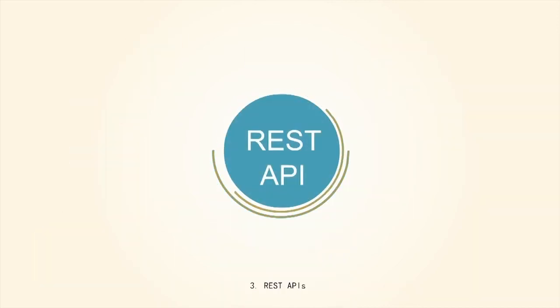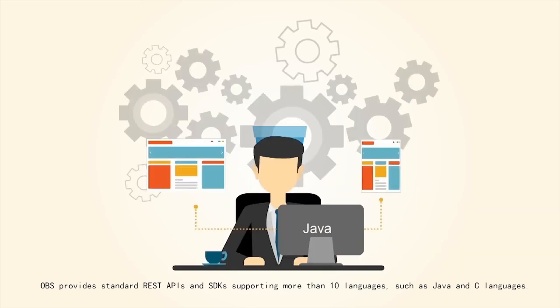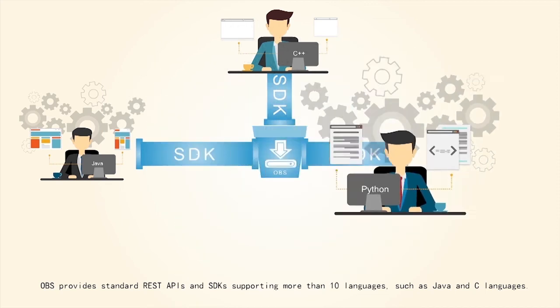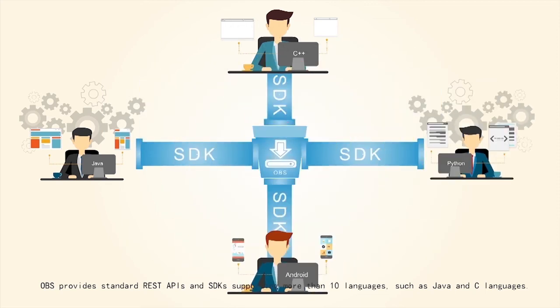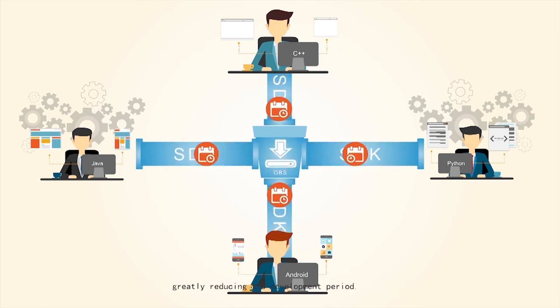3. REST APIs. OBS provides standard REST APIs and SDKs supporting more than 10 languages, such as Java and C languages. Therefore, secondary development is allowed to seamlessly integrate your existing services, greatly reducing the development period.